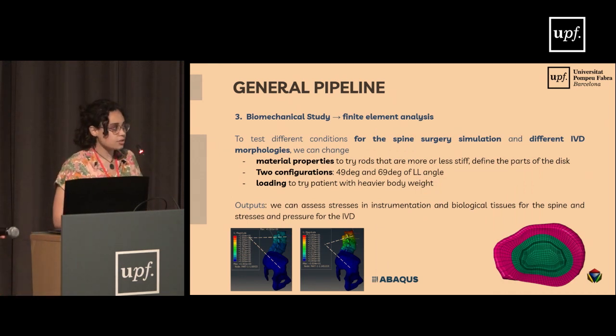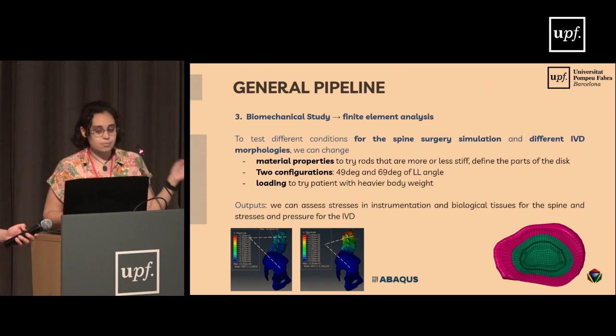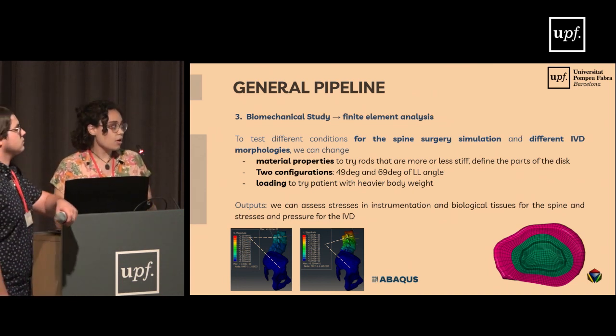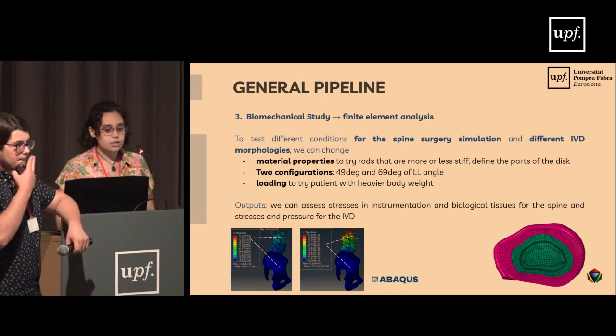Finally, we started the biomechanical study. For this, material properties, kinematics, boundary conditions, different loadings and steps needed to be defined, both in the spine and the intervertebral disc. And for this, we used different programs. For the intervertebral disc, we used FEBio, and for the spine, we used Abaqus.